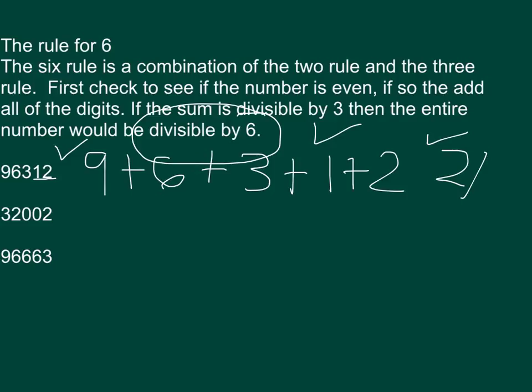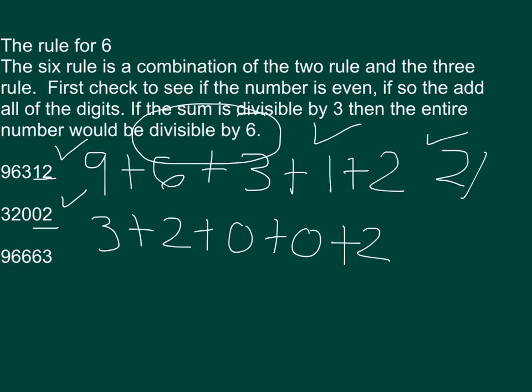Okay, let's look at the next number. All right, so we first check for an even number. Check, it meets the 2 rule. All right, so let's go ahead and add all these up. What is 3 plus 2 plus, there's 2 zeros here, plus 2. All right, well, 3 plus 2 is 5, plus 0, that's still 5, plus 0 is 5, plus 2 is 7. So, can 3 divide evenly into 7? No, it cannot, so this number does not work. All right, even though the 2 rule worked, the 3 rule did not, so this cannot be divisible by 6.